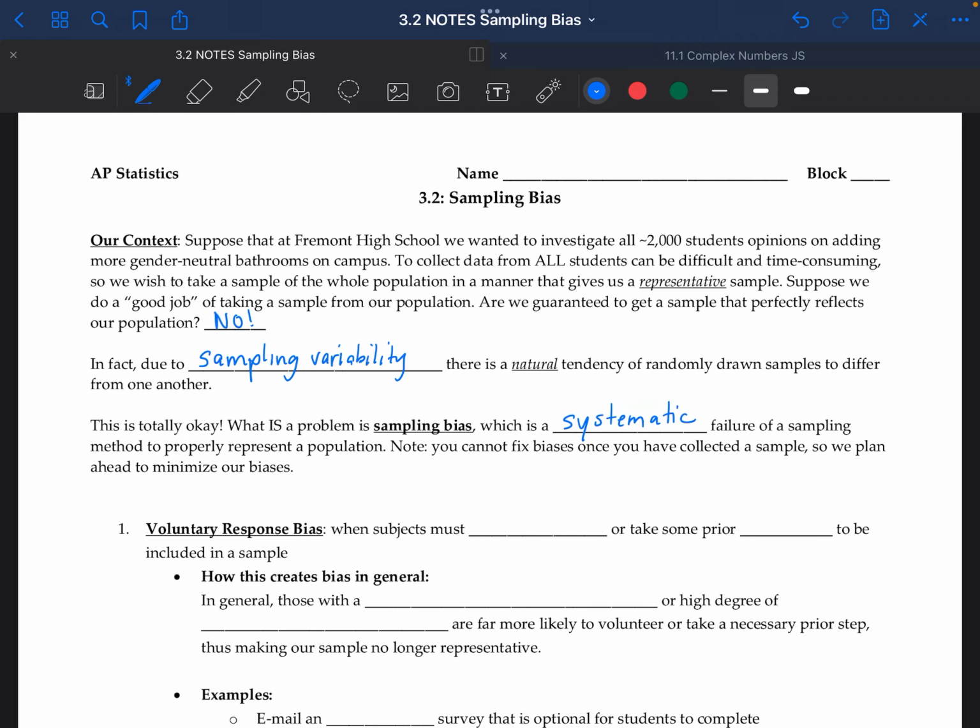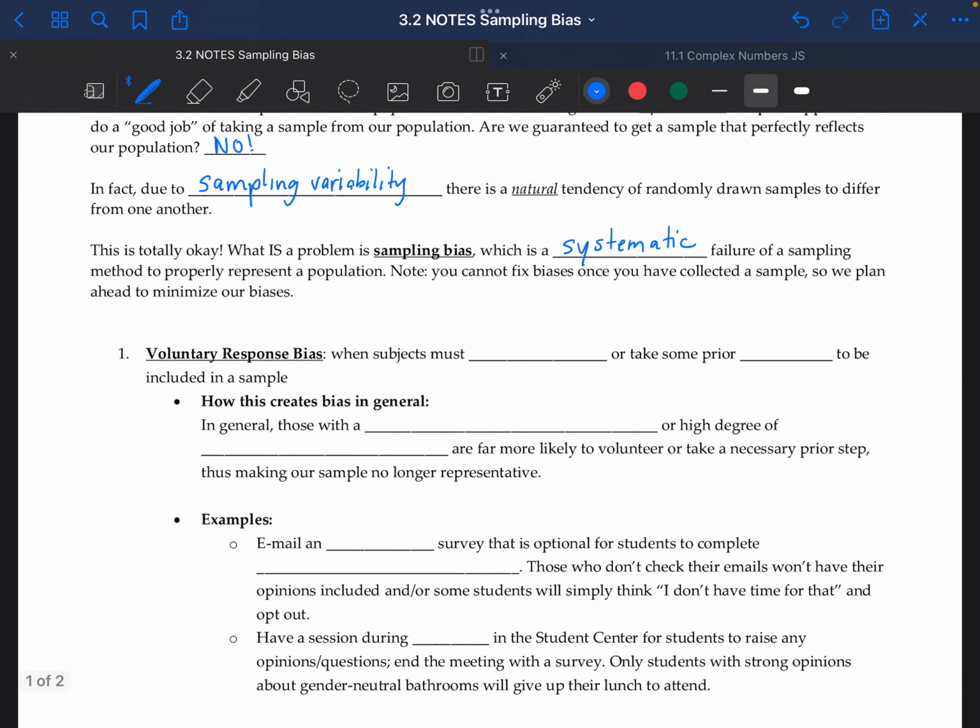And really the only way you can think about how to avoid these things is if you know what things you're supposed to be avoiding. So we're going to go through all these different biases here. So let's talk about the first one here. Voluntary response bias. This is when subjects must, as the name explains, volunteer or take some prior action to be included in a sample. So I want you to pause the video for a moment and think about how this could create bias, and can you think of some examples of where we might see a voluntary response bias occur?